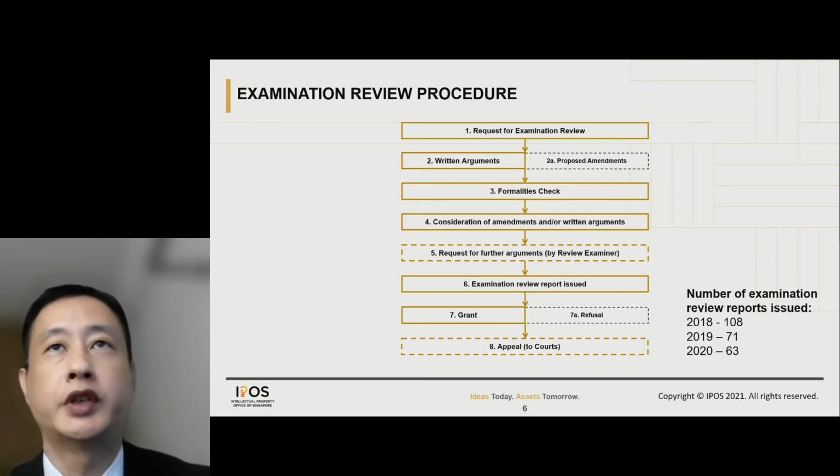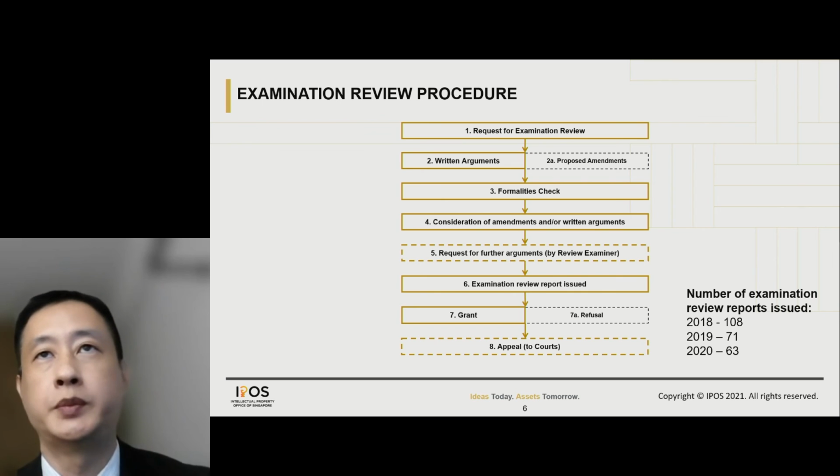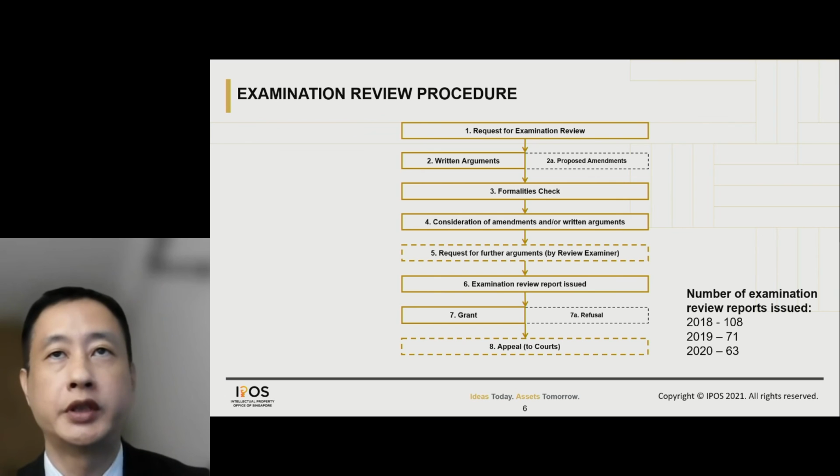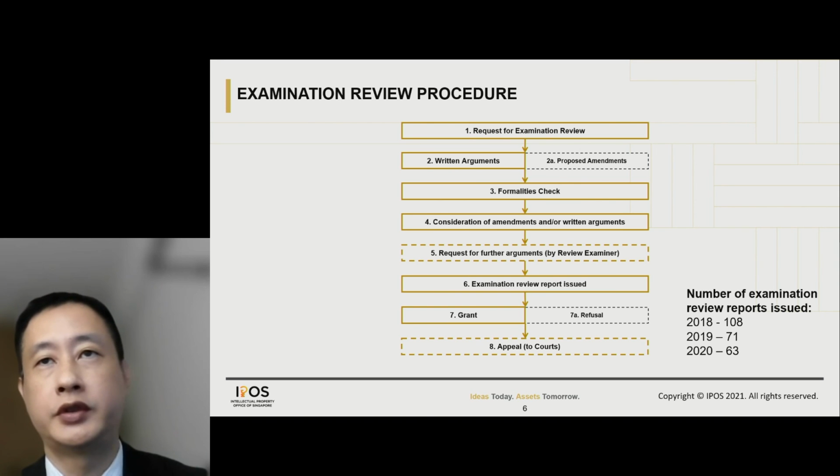In terms of the examination review procedure, there is first a request for examination review made by the applicant. This is usually accompanied by written arguments and proposed amendments. There will then be a formalities check, and then there'll be a consideration of amendments and/or written arguments by the review examiner. At this point, the review examiner may request for further arguments by the applicant before issuing an examination review report. And if the examination review report is positive, the patent will be granted. If not, it will be refused. And as mentioned earlier, the applicant may, upon refusal of his examination of his patent, appeal the decision to the courts.